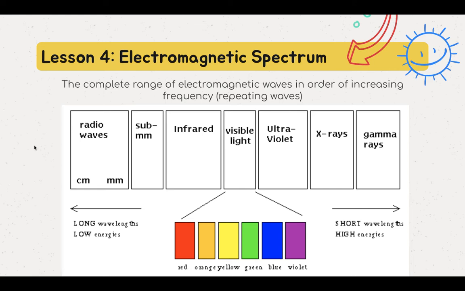Okay, and then what exactly is the electromagnetic spectrum? That's just the range of electromagnetic waves, so there's different types, in order of increasing frequency, okay? And frequency just means the repeating waves, okay? So there are many different types. Again, there's radio waves, which have the lowest frequency and the lowest energy. Then there's infrared, visible light, ultraviolet, X-rays, and gamma rays. And we'll talk about that again when we get to it in lesson 4.